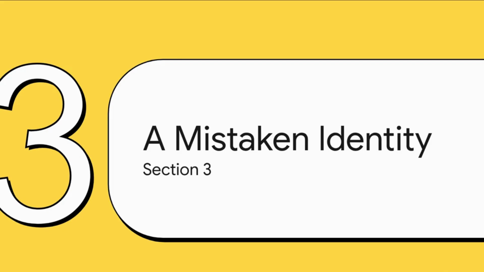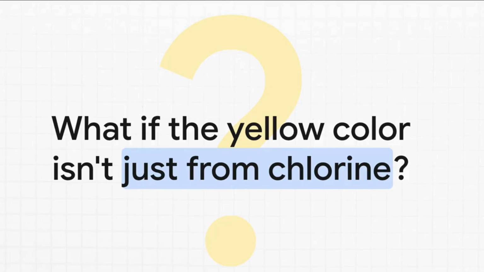And this is where our story gets a little more complicated. You see, the simple OT test has a major flaw. It's a classic case of mistaken identity. Think about it like this. What if the yellow color we're seeing isn't only from the chlorine? What if there are other things in the water that are basically pretending to be chlorine and fooling our test?